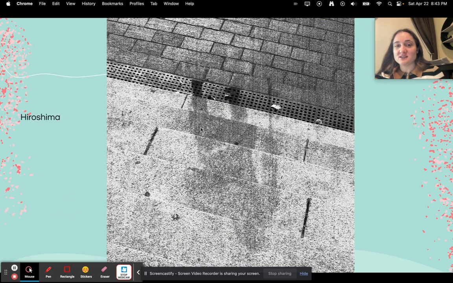There are also these, they're shadows. So there was someone standing here. You can even see that the person was holding a cane and was standing right on the steps when the bomb dropped, and the light was so bright, it burned that person's shadow into the stone. And you can still see some of the shadows even today.